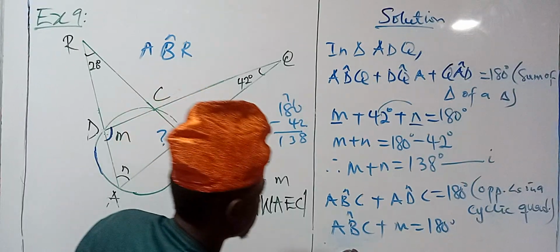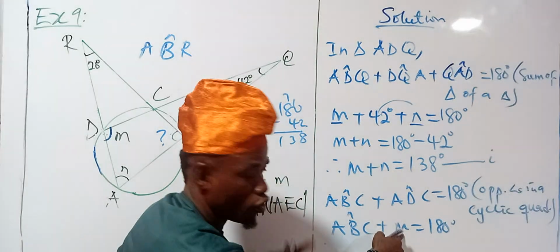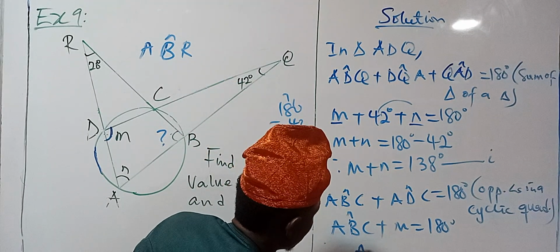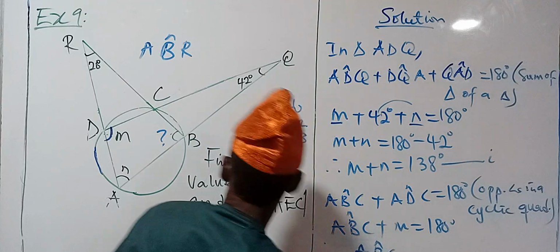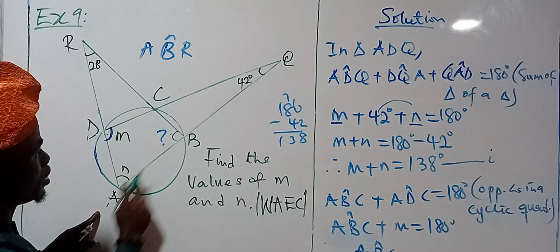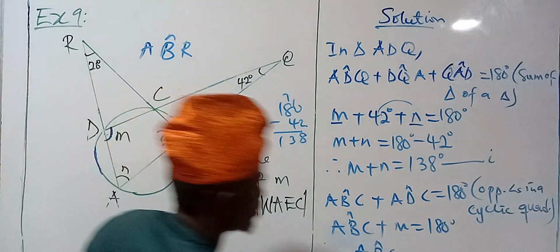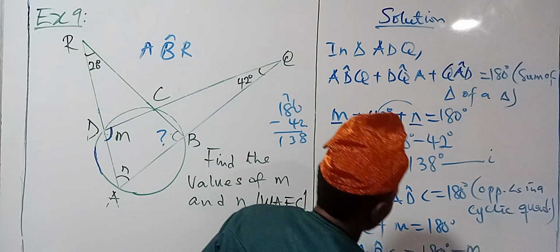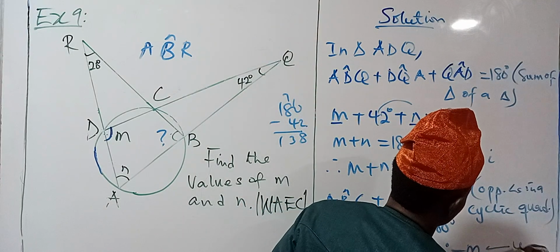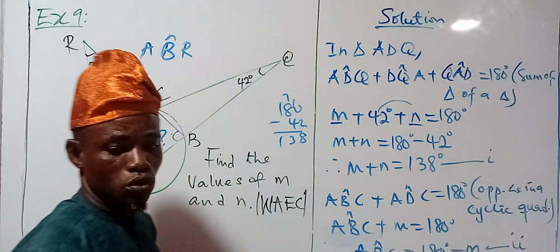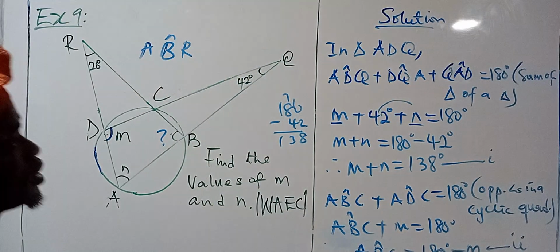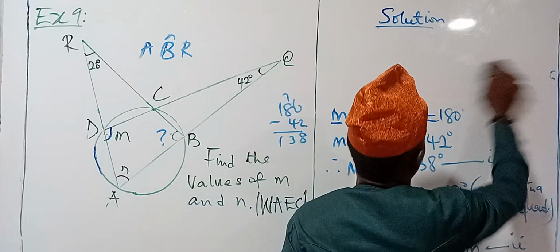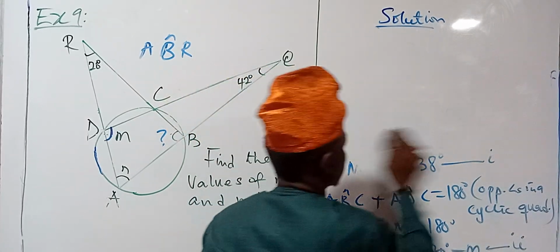So what is the next thing? Make angle ABC the subject of the formula. We have angle ABC equals 180 degrees minus N. You can call this equation 2. Now what is the next thing? Let's go to the second triangle.